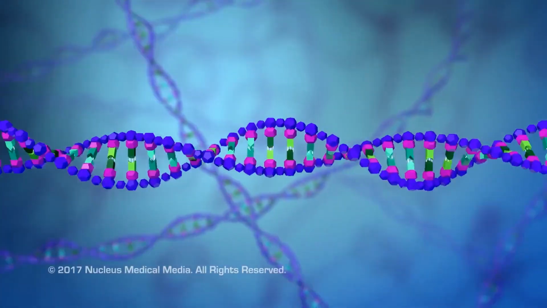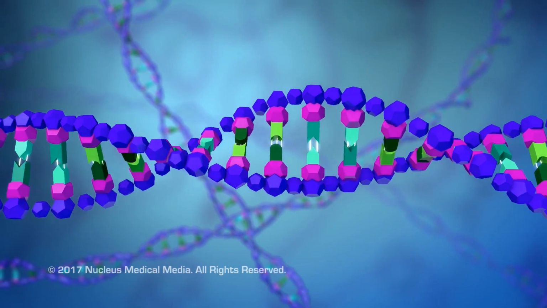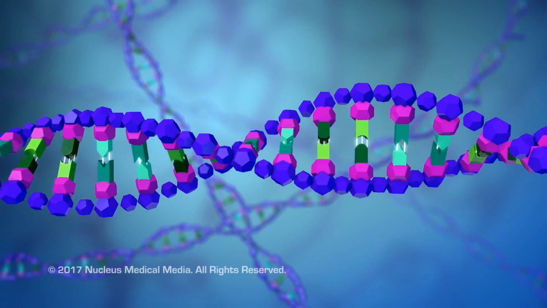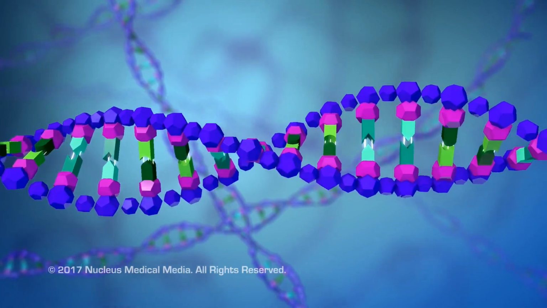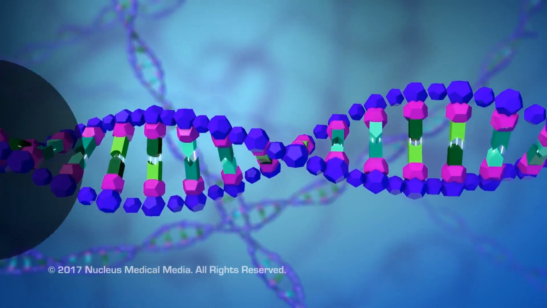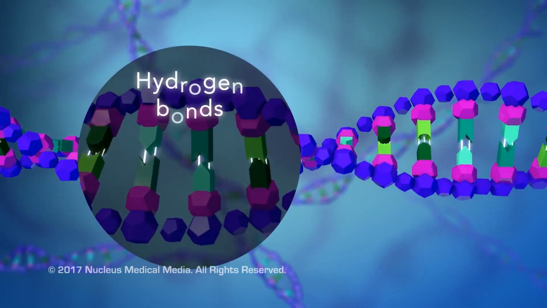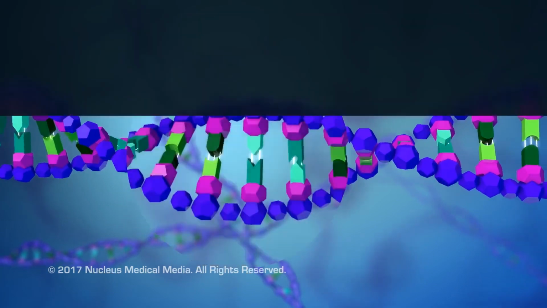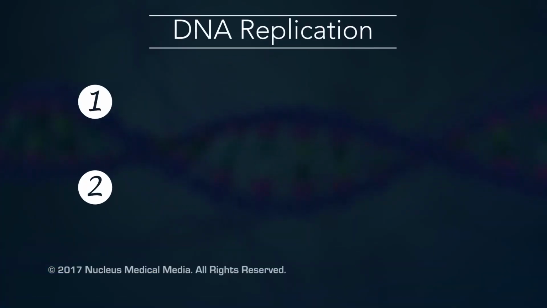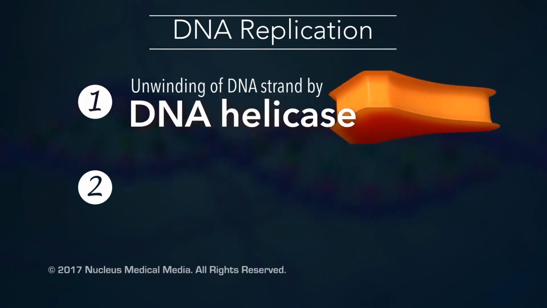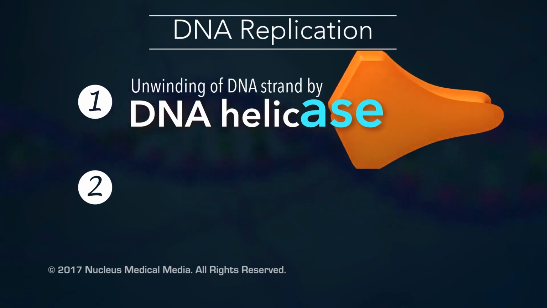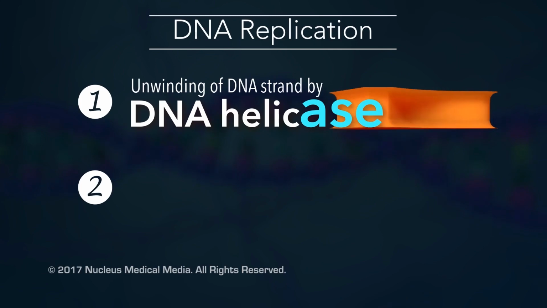If we zoom into the nucleus, we can see the DNA molecule's two strands or sides twisted together in the classic double helix formation. The two strands are connected by hydrogen bonds between their nitrogenous bases. The first step of replication begins with an enzyme called DNA helicase. The suffix "ase" or A-C-E tells you right away that helicase is an enzyme.